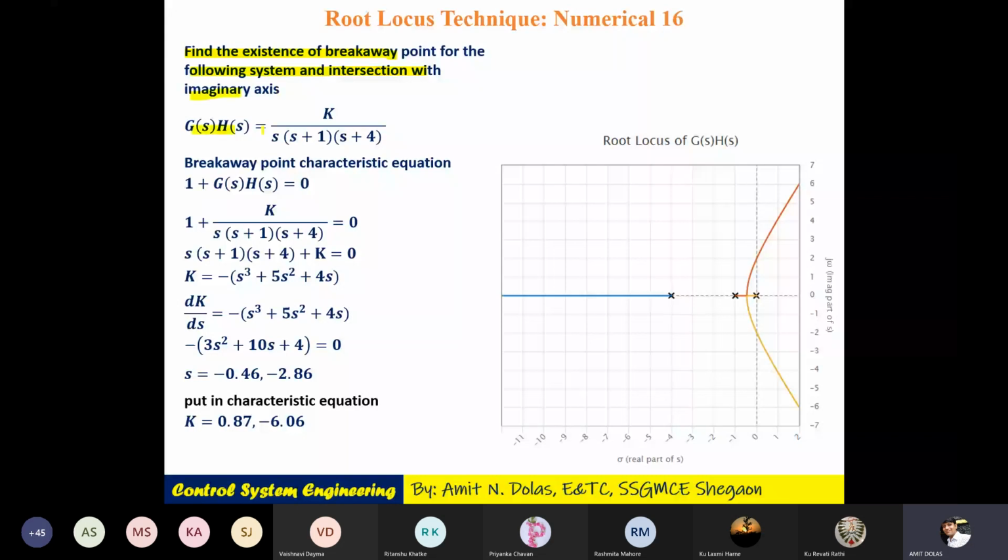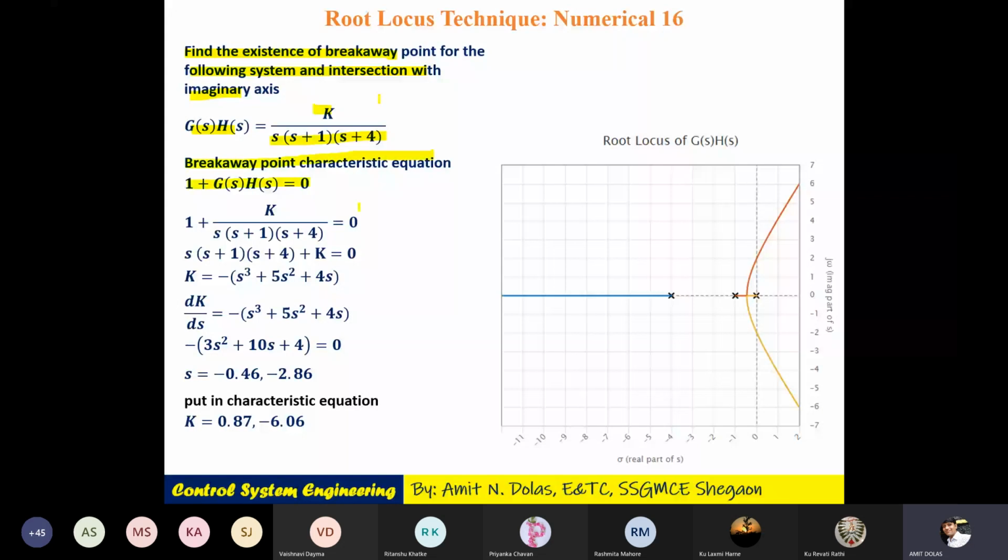How do we find the breakaway point? Find the characteristic equation equal to 0. So 1 plus whatever transfer function is given will be equal to 0. Then take it in terms of K.